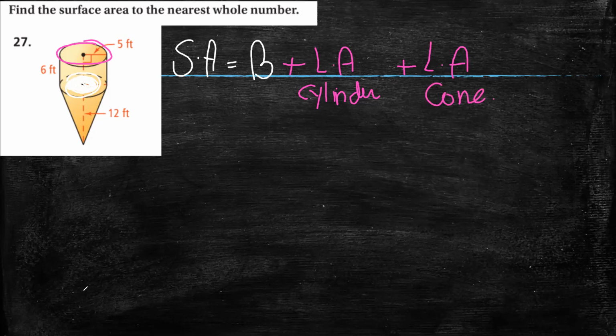Because the surface area of the cone is the lateral area plus the base, but the base here is hidden. And for the cylinder, to find the surface area, we have to find the lateral area plus the area of two bases. But since I see only one base, and the second base is hidden, I will find only one of the bases. Is it clear now?